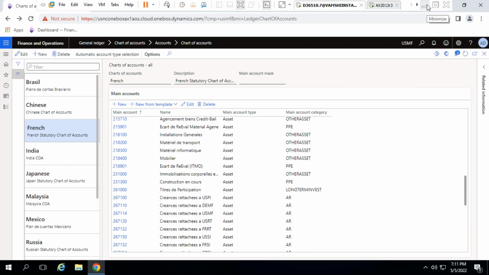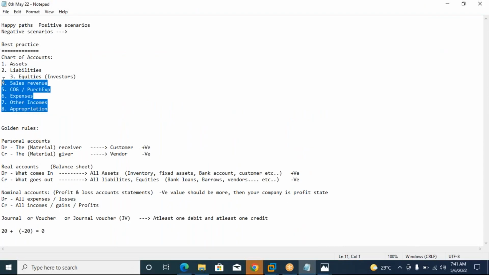But for learning purposes, try to learn in this manner. One sequence, try to learn. Once you have learned one sequence, later on you can understand different scenarios based on the client.